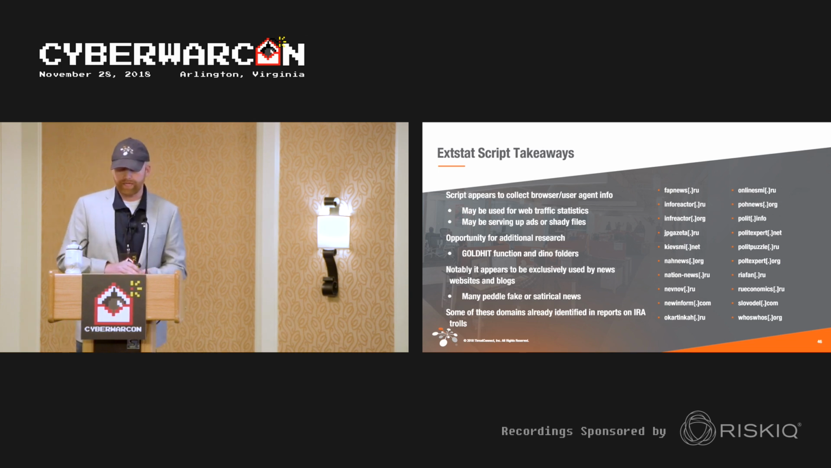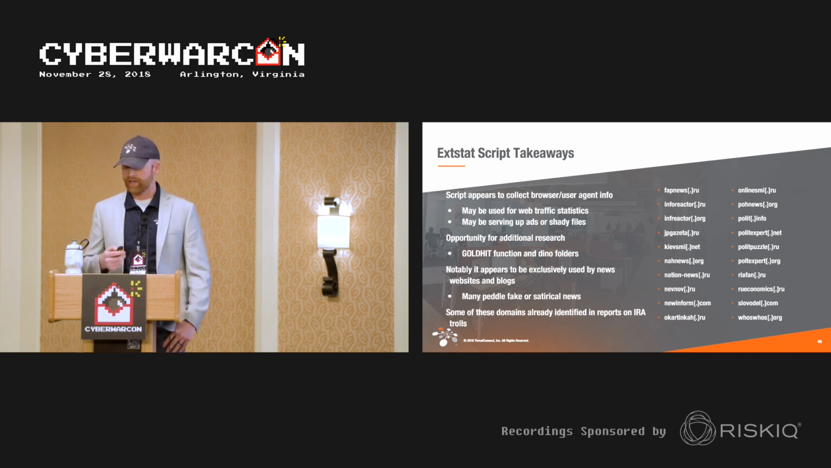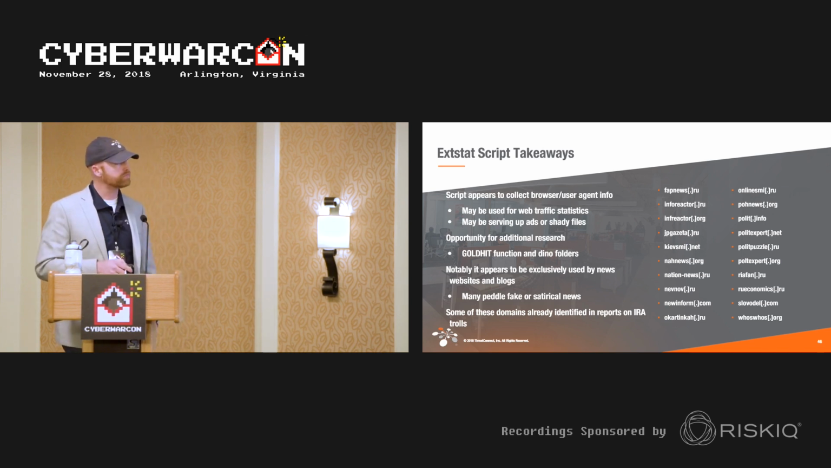But most notably, the script file at extstat.info appears to have been exclusively used by news websites and blogs, many of which appear to peddle fake or satirical news, such as that Kiev SMI site. Additionally, several of these sites have also already been previously identified in reports on the Internet Research Agency trolls.